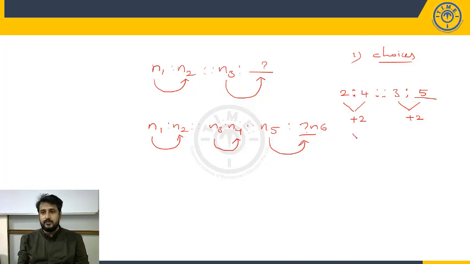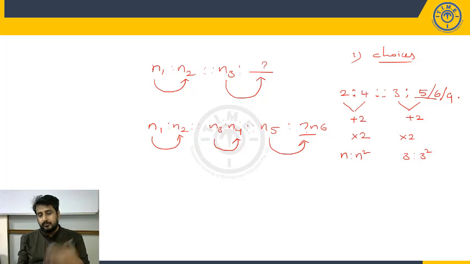Now the same question can be represented in another way. 2 into 2 is 4, 3 into 2 is 6. So my answer may be 6 also. Even if it is not available in the choices, I may represent it in another way. 2, 2 square. n is to n square logic. Applying the same logic, 3 is to 3 square, that is 9. Even 9 can also be my answer.